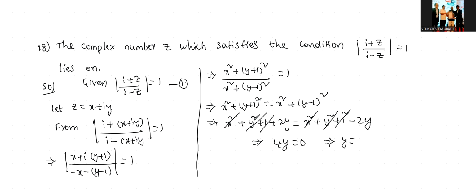Y is equal to 0 means where does Z lie? It lies on the x axis. So on the x axis y is 0, and on the y axis x is 0. So Z lies on the x axis. X axis means real axis. Real axis. This is the solution.